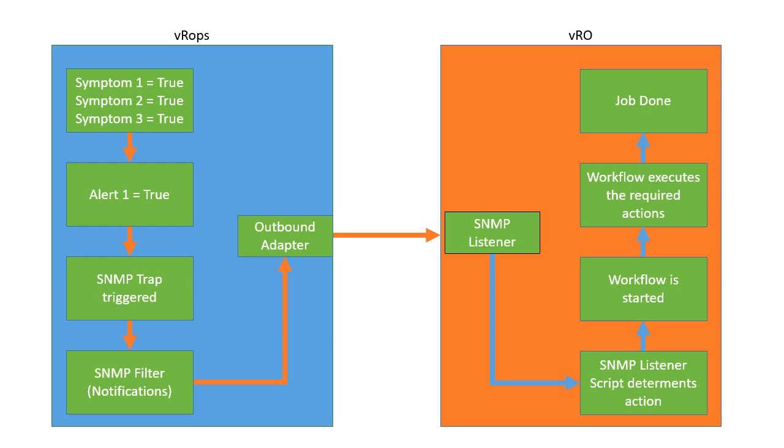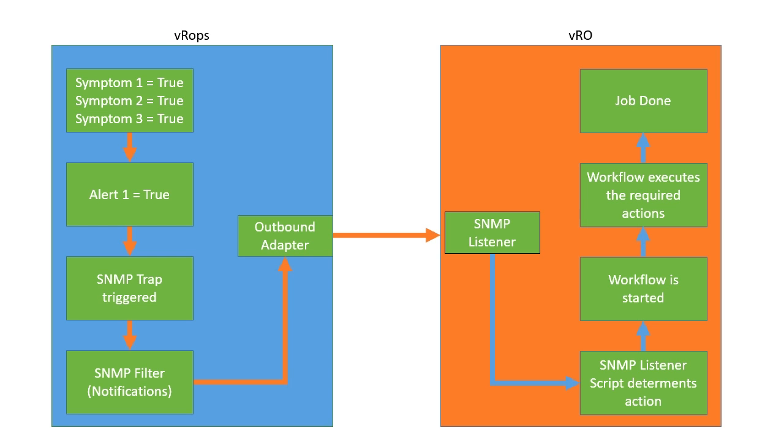So what happens then is that on the vRO there's a listener, or we set up a listener to listen on the specific ports. We set up the outbound adapter, and then that sends the SNMP trap over to vRO.